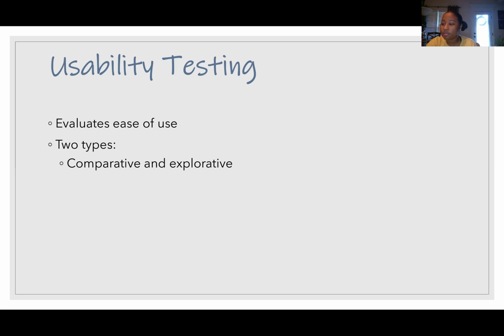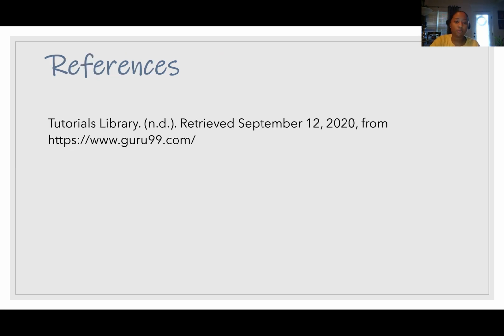There are 2 types of usability testing, comparative and explorative. Comparative usability testing compares one product with another product, and explorative usability testing establishes what functionality should be included to meet the user's needs. And these are my references.